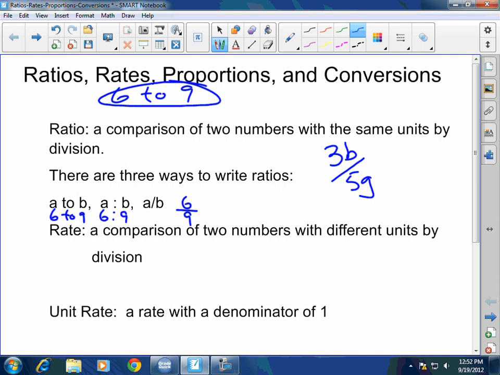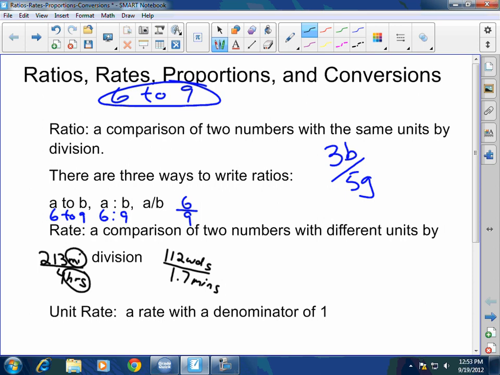Now, a rate. A rate is a comparison of two numbers with different units by division. So rates would be something of this nature. Over the weekend I drove 213 miles in 4 hours. Do you see how I have miles and I have hours? Are those different units? That's what a rate is. Mr. Morrow can type 112 words in 1.7 minutes. Are those different units? So that's a rate. Does that make sense, boys?